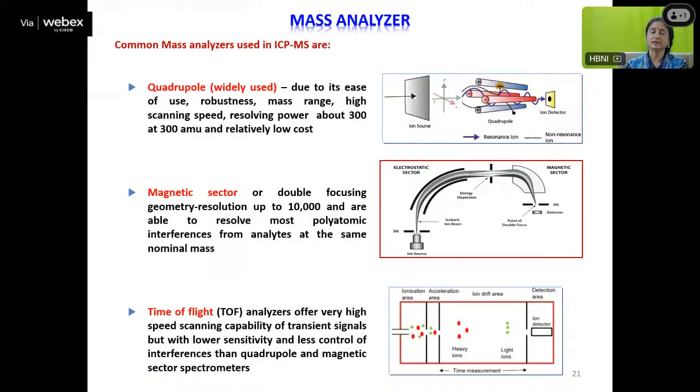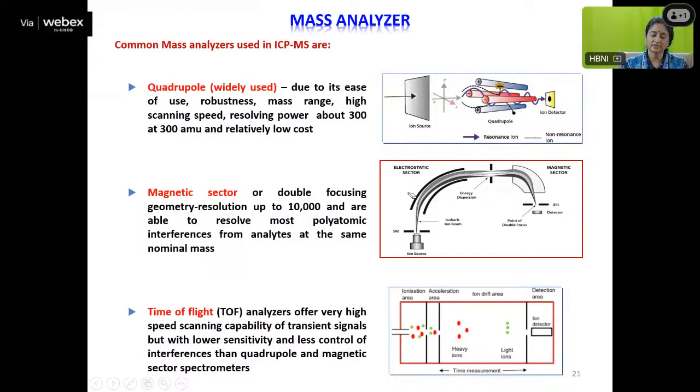There is the magnetic sector, which is a very high resolution mass spectrometer. Here there is an electrostatic field and then a magnetic sector. By the combination of these two, the masses will be separated.